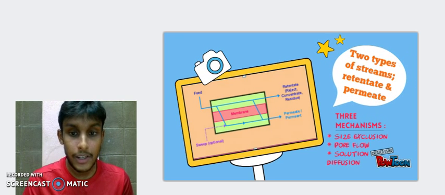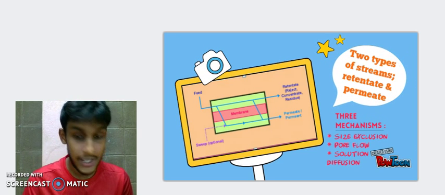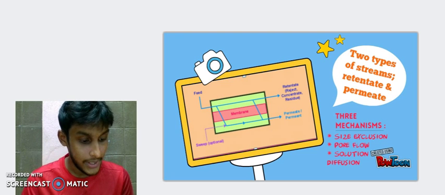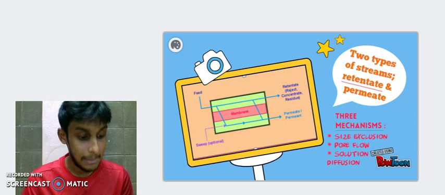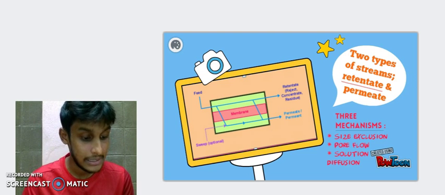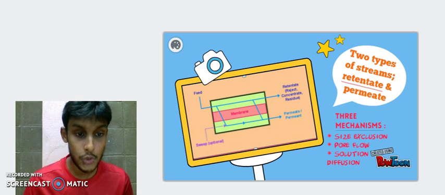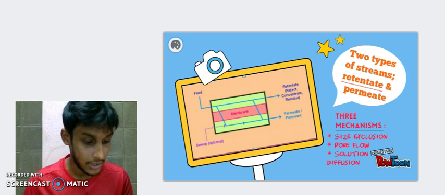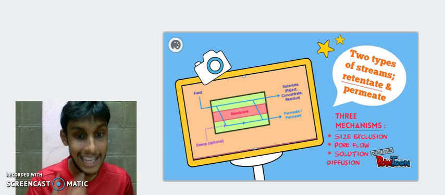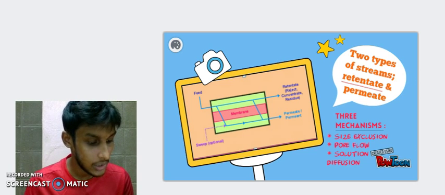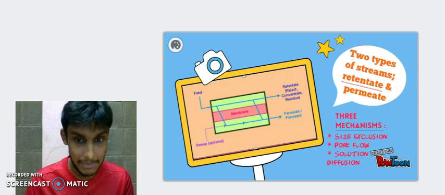There are two types of stream, which are the retentate and permeate. Retentate is the part of the feed that does not pass through the membrane, while the permeate is the part of the feed which will pass through the membrane. This optional sweep which you see in the diagram can be in gaseous or liquid form. The sweep is to remove the excess permeate inside the membrane.